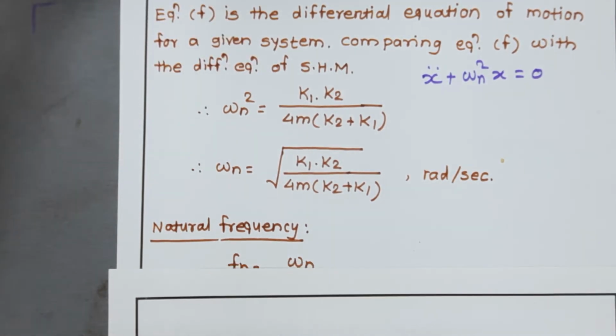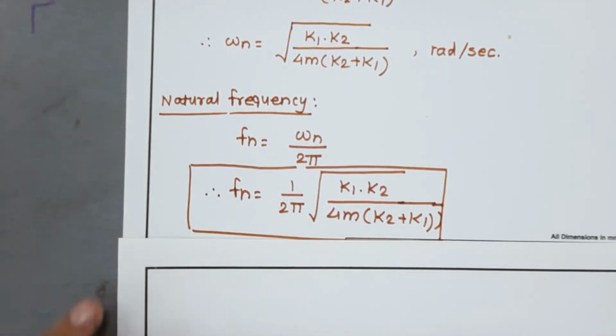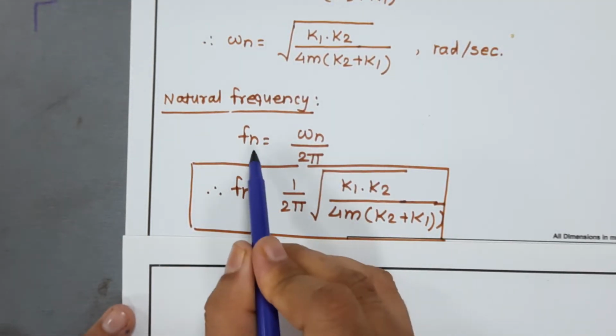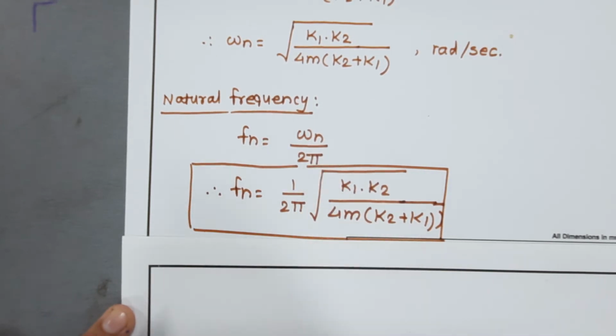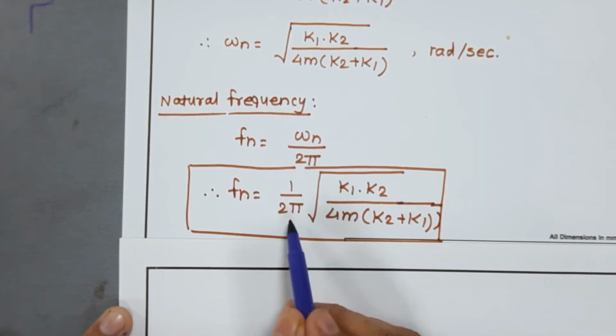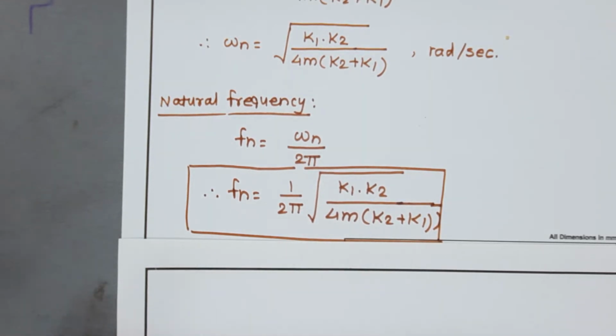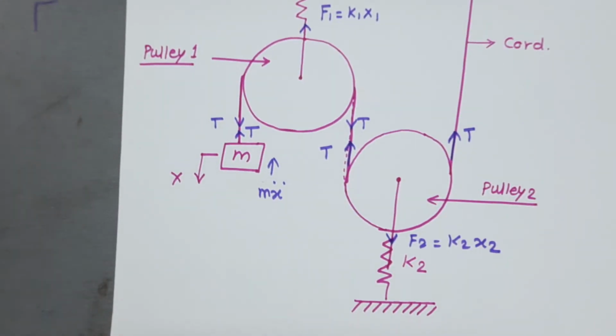Now this is the equation of circular natural frequency, we have to determine now the equation for natural frequency. Now here the equation for natural frequency is Fn is equal to omega n upon 2 pi. So Fn is equal to 1 upon 2 pi under square root of k1 into k2 divided by 4m into bracket k2 plus k1. So this is our natural frequency equation for this given or provided system.